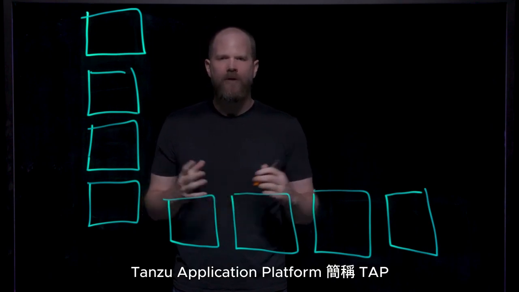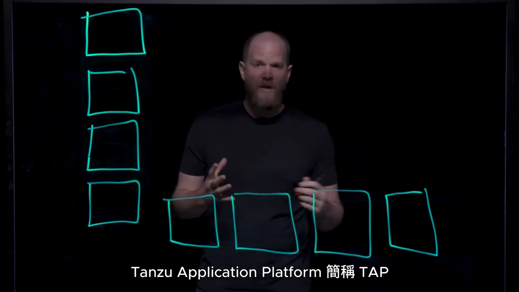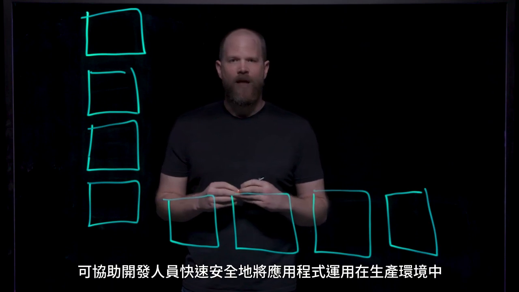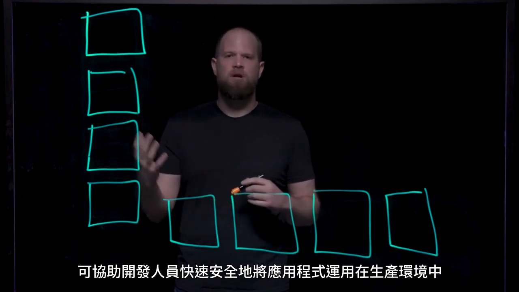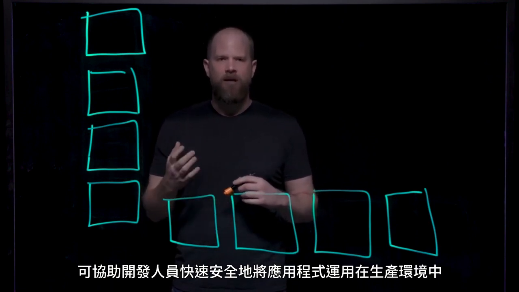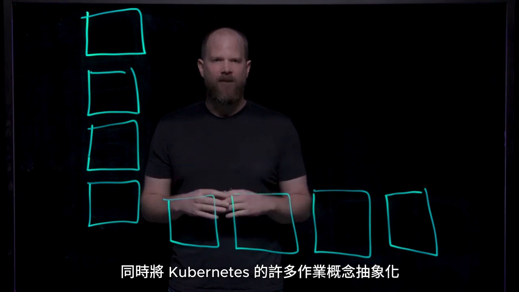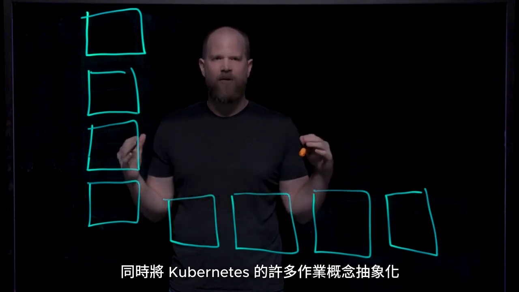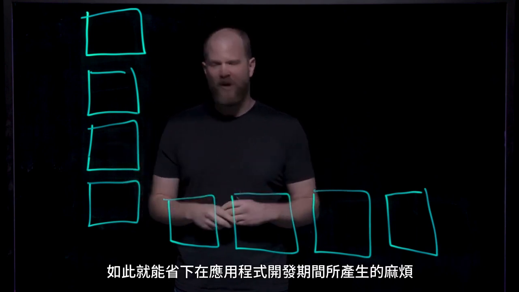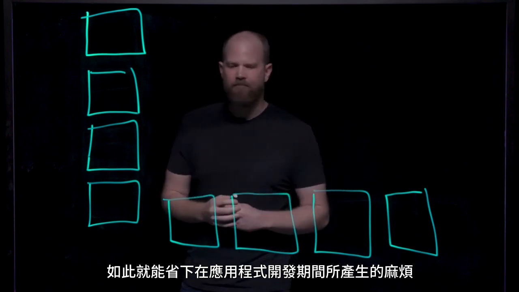At its core, Tanzu Application Platform, or TAP, is a developer platform that helps developers get their application into production quickly and securely while abstracting away a lot of the operational concepts around Kubernetes from them, so they don't have to worry about that when they're developing their app.